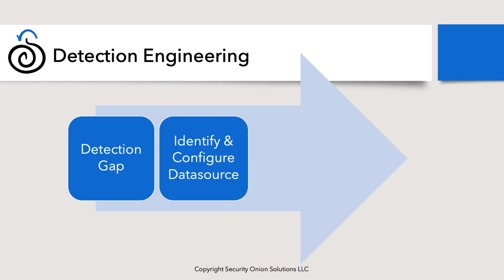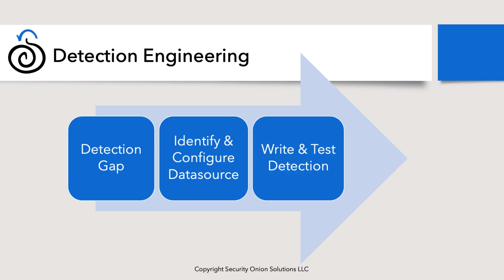So once we've identified and configured our data source, the third phase is simply writing and testing the detection. Now in Security Onion, we have a variety of alerting engines that you can use to build your detections. Things like Suricata and Zeek, Wazuh, Playbook. Playbook uses Sigma and ElastAlert on the back end. So lots of options there, and that's part of this phase, thinking through which alerting engine makes sense for the situation you're in and your environment.